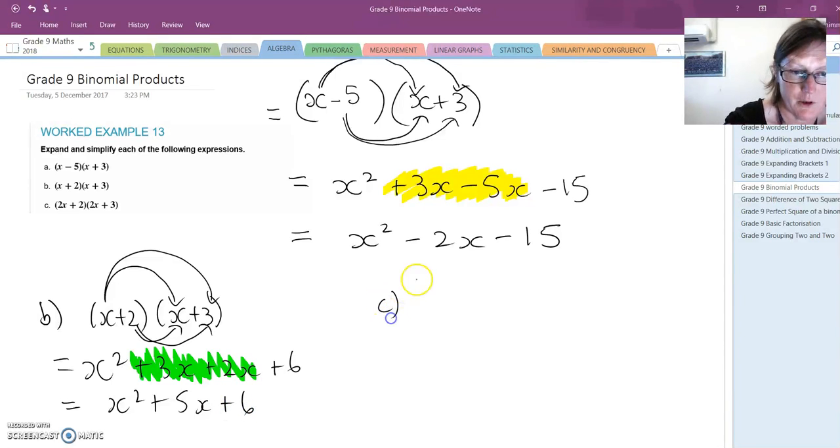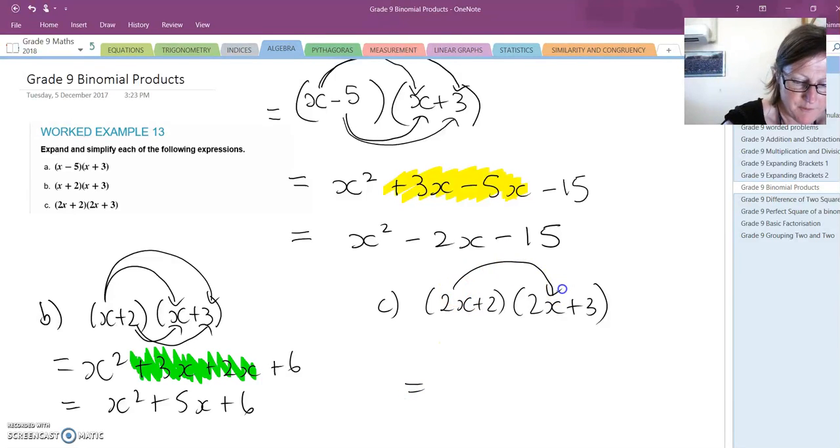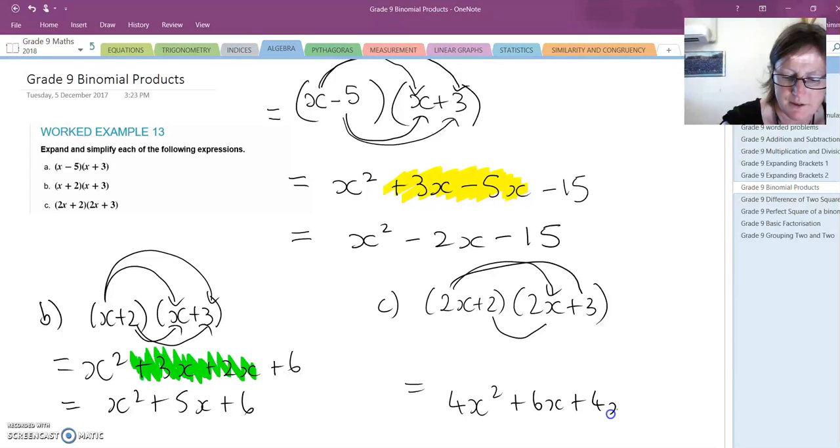Okay, final binomial product example. First binomial expression multiplied by my second binomial expression. That by that gives me 4x squared. That by that gives me 6x. That by that gives me 4x. And that by that gives me 6.